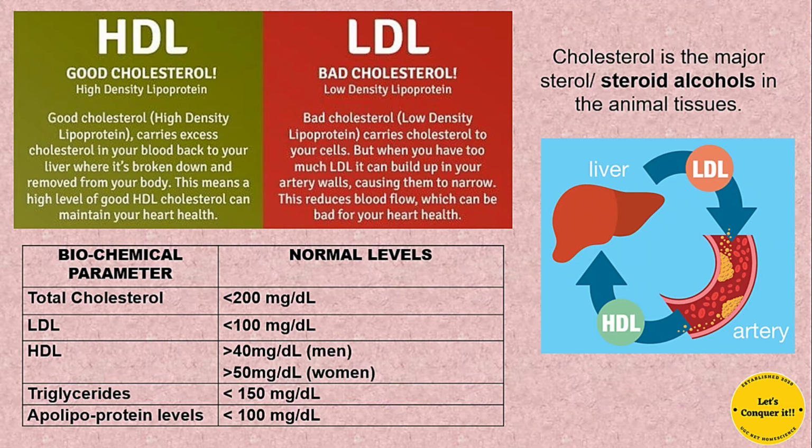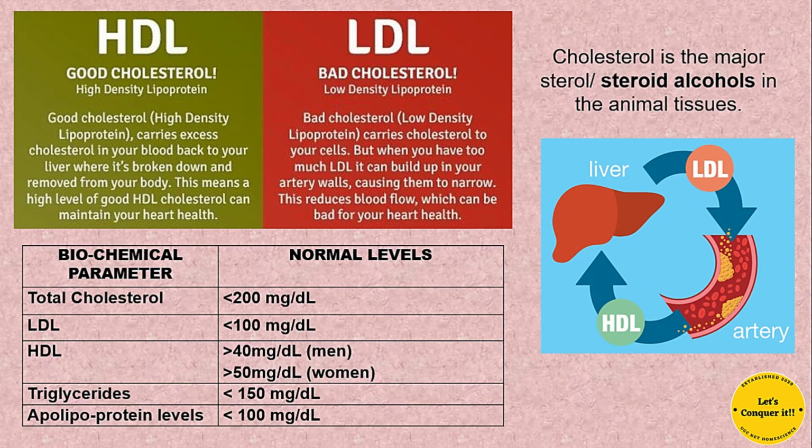Cholesterol is a major sterol. Sterol can also be called a steroid alcohol, which is present in animal tissues. Now, in organic chemistry in your 12th class, you probably might have studied different types of functional groups, correct? Like amines, ketones, carboxylic acids, alcohols, like that. So, among the functional groups, cholesterol contains a functional group called sterol. It's mentioned in the name itself.